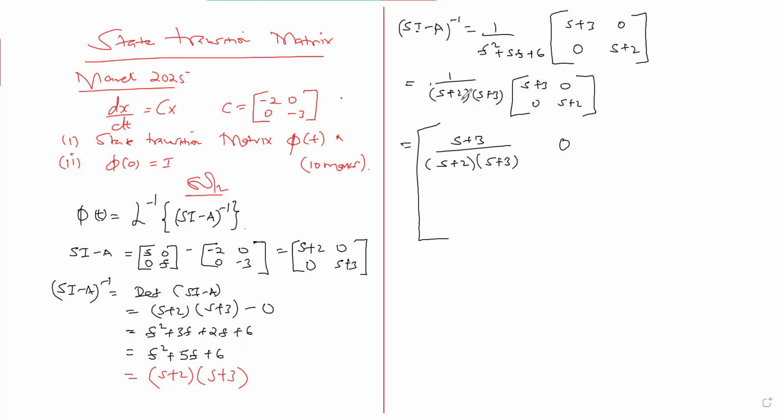Sawa. So the whole of this times 0 gives you 0. The whole of this again times 0 bado hapa inakupatia 0. Unaona? Then hii yote na hii itakuwa S plus 2 over S plus 2, S plus 3, and S plus 2 over S plus 2, S plus 3.